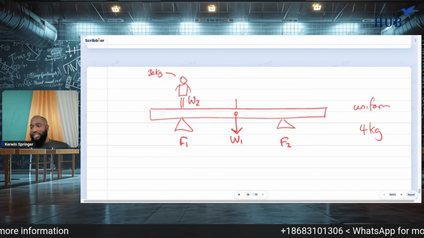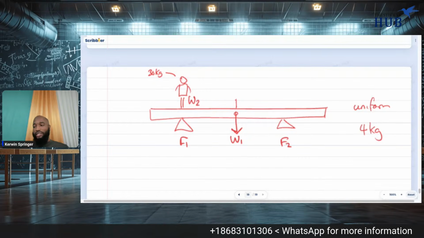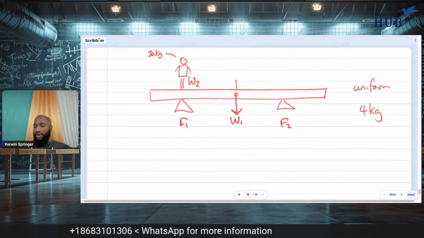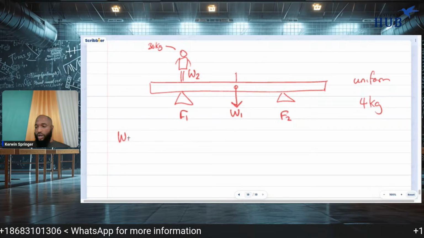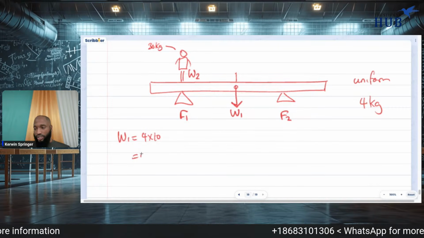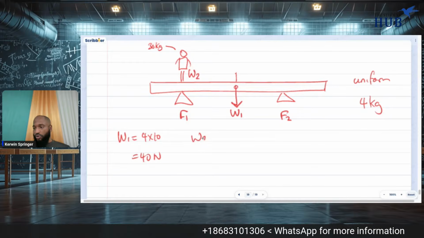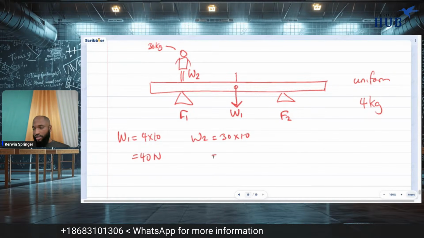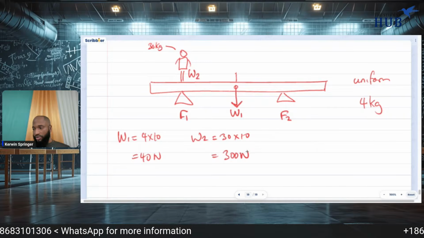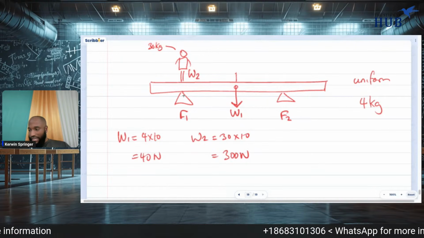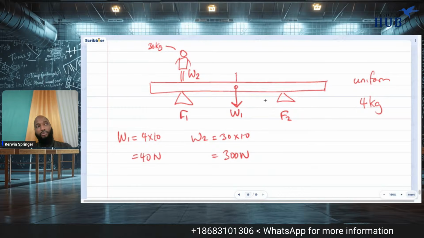So the first thing you can tell me, what is something you can tell me immediately? Which one is the easiest one to find out? W1. You could find out W1 or W2. W1 is what? 4 times 10, which is 40. W2: 30 times 10, which is 300. And since this is equidistant, we could probably work out something.